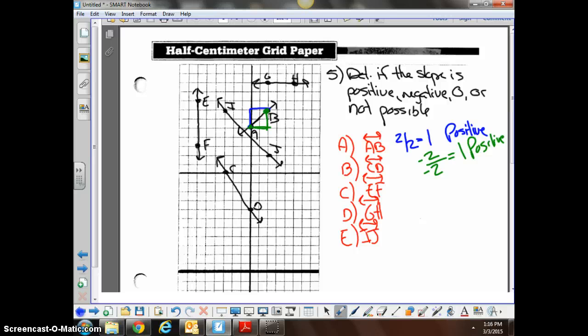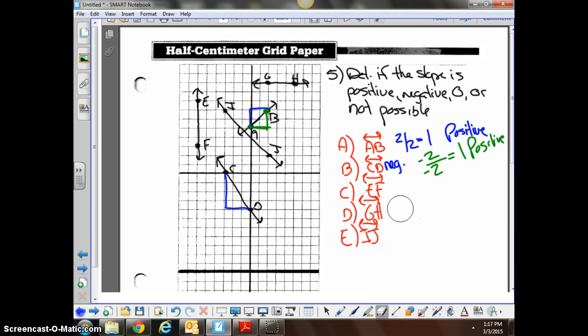Therefore, your slope is going to be labeled as positive. Okay? C to D. Positive, negative, 0, or not possible? Line segment CD. Annabelle? Negative. Why? Because of the slope. Let's go from C to D. We've got a negative rise and a positive run. So we've got a negative over a positive, which equals a negative. Even if we don't use the numbers, we know that a negative over a positive is going to be negative, so our slope is negative. Does that make sense? Yeah.